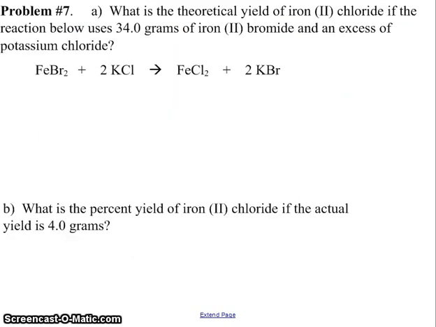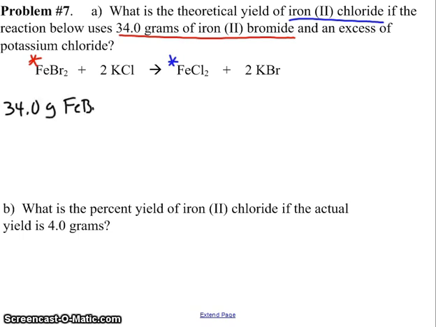Okay, let's try the second problem, or actually problem number 7. What is the theoretical yield of iron 2 chloride? That's this substance right here. If the reaction below uses 34.0 grams of iron 2 bromide, that's this stuff, and an excess of potassium chloride. So potassium chloride is in excess, so we just ignore that. So starting with our stoichiometric problem, we're going to start with the 34.0 grams of iron 2 bromide, that's FeBr2.